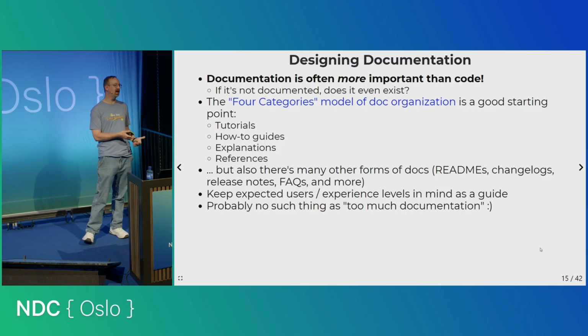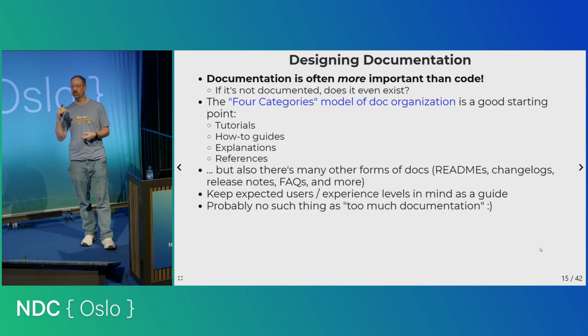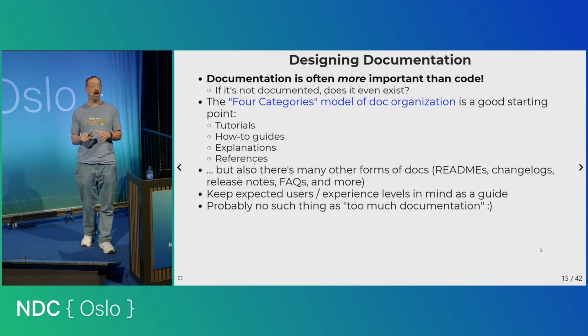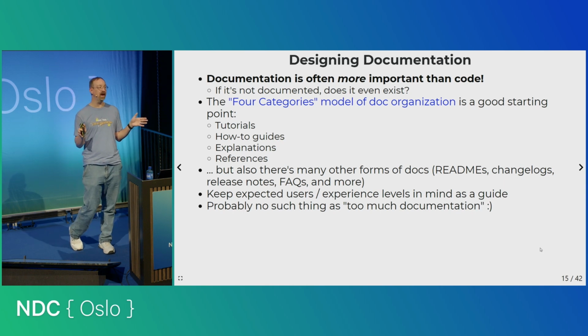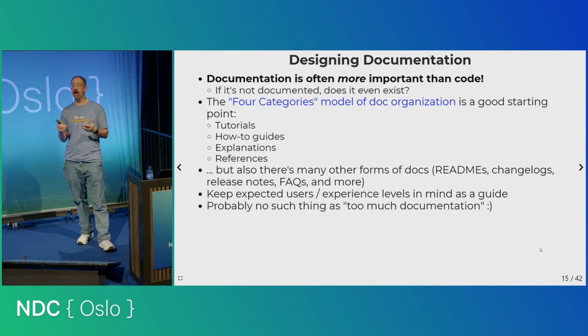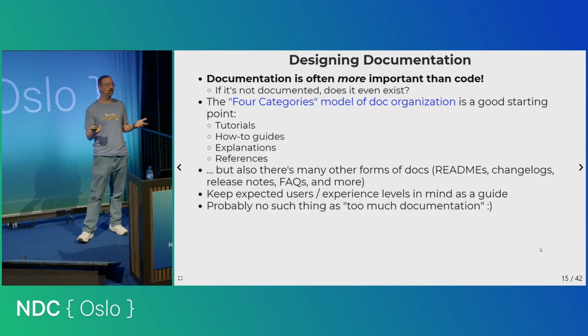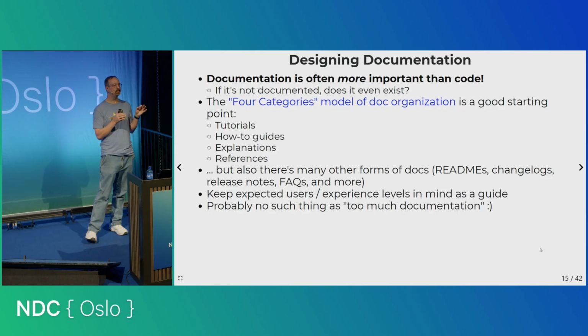Explanations go into more details, and then references are your classical, here's the list of all the methods and all the options. It's not perfect, but it's a pretty good starting point. And if you're trying to write documentation, it's a good way to think about organizing the information. And in a lot of cases, it's good to have the same info in multiple different places.